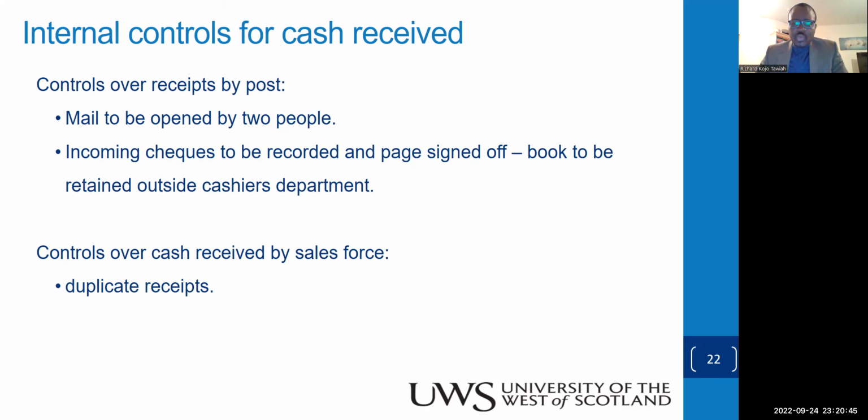Controls over cash. When we receive cash from the post, it should be opened by 2 people. One person shouldn't do it. The mail should be opened by 2 people, so that we can check on each other. Unless these 2 decide to collude, then there's nothing we can do. Incoming checks are to be recorded and the page should be signed off.